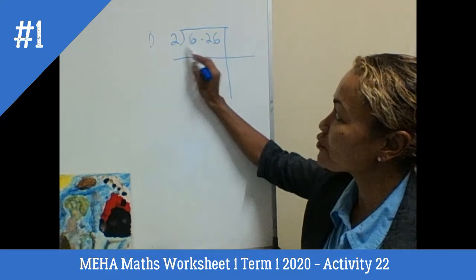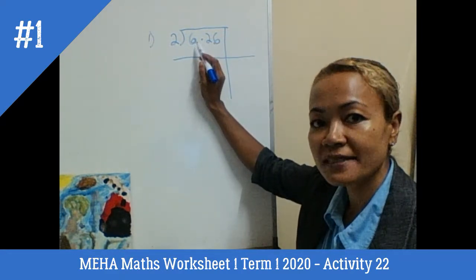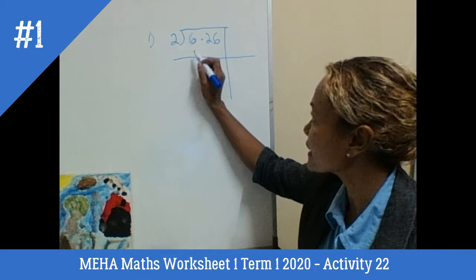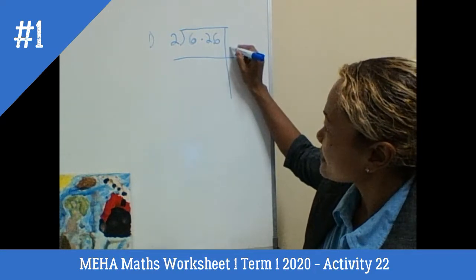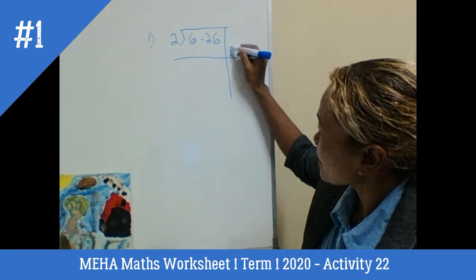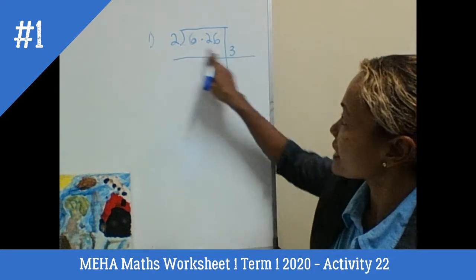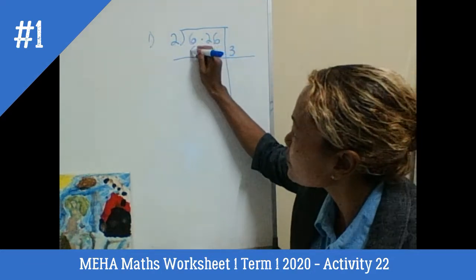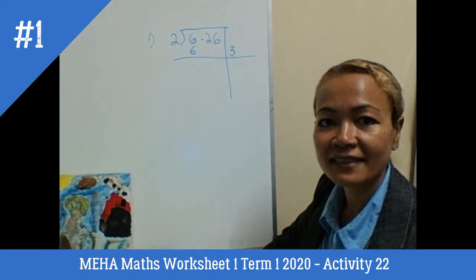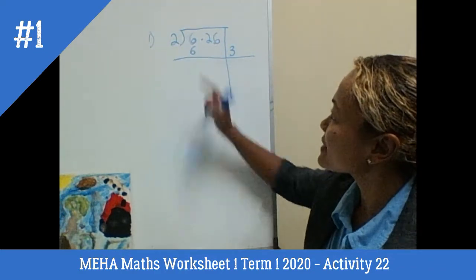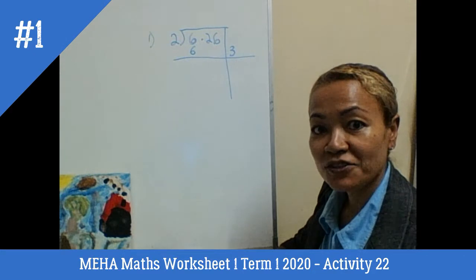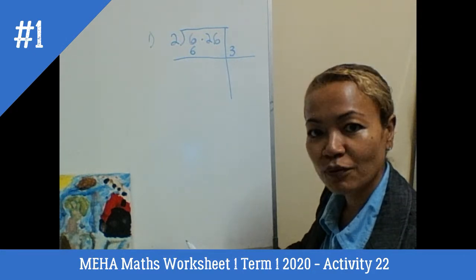First number, does 2 go into 6? In other words, can you divide 6 by 2? Yes, 2 can go into 6 3 times. So 2 times 3 is equal to 6, right? 2 times 3 equals 6.